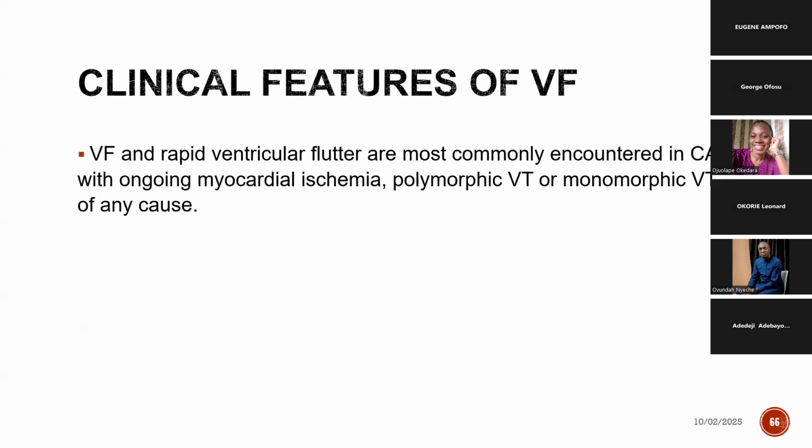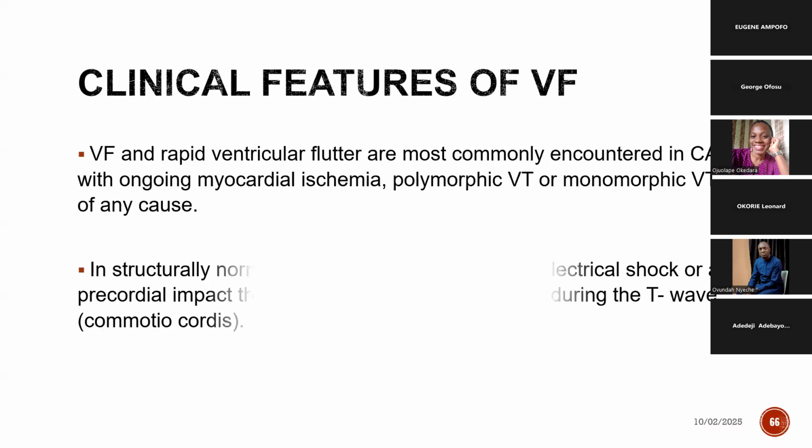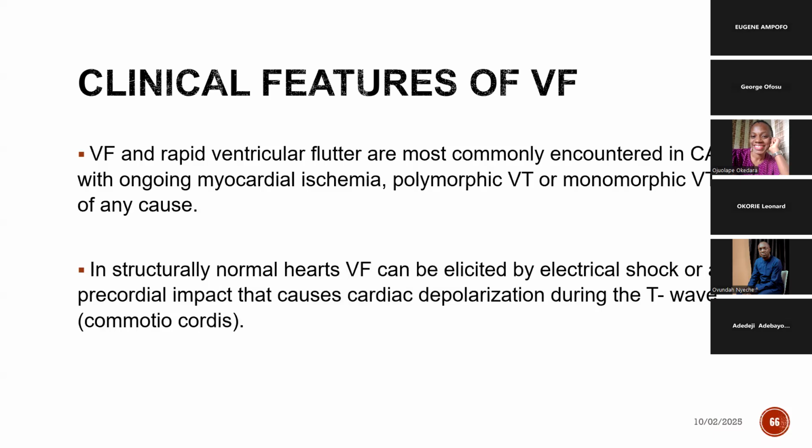So with the clinical features of ventricular fibrillation, rapid ventricular fibrillation and rapid ventricular flutters are the most commonly encountered in coronary artery disease with ongoing myocardial ischemia, and also polymorphic VT or monomorphic VT of any cause. In structurally normal hearts, ventricular fibrillation can be elicited by electrical shocks or precordial impacts that cause cardiac depolarization during a T wave, and this is called commotio cordis.